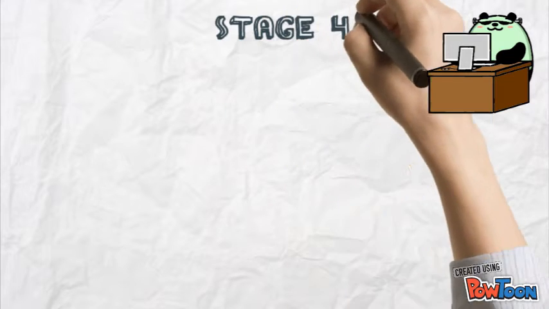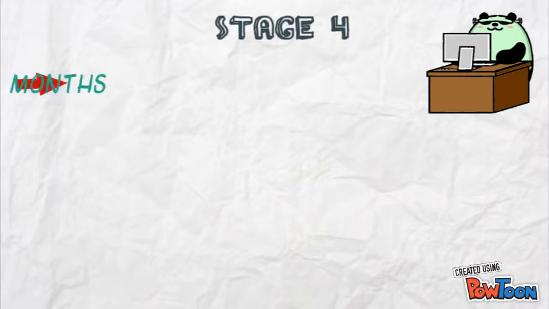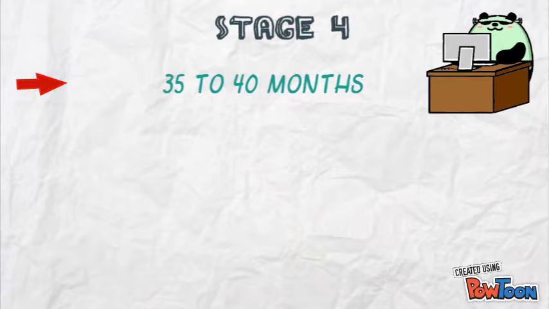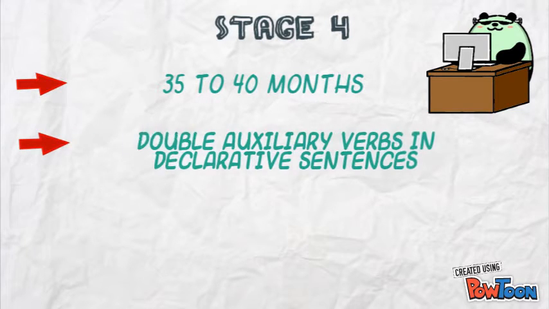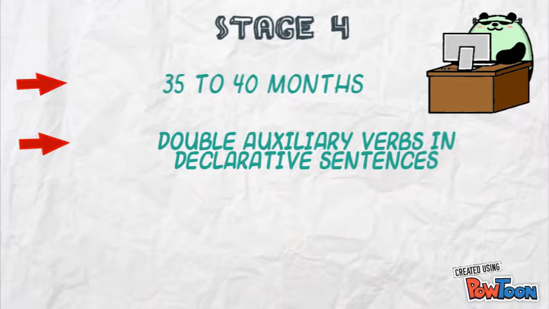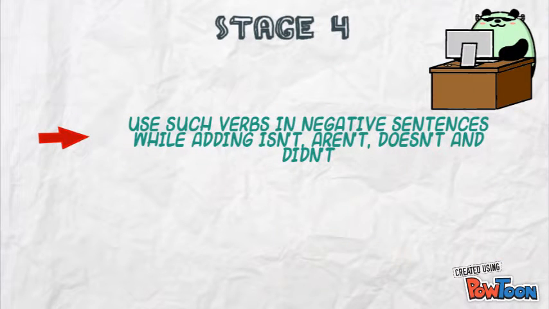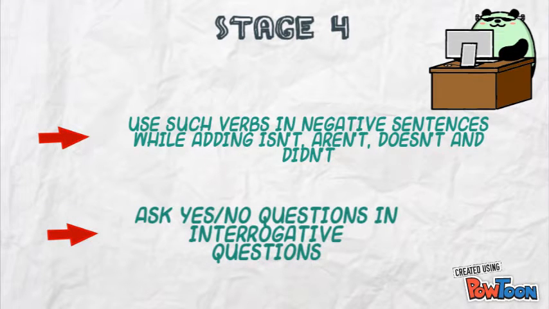In the fourth stage, children are aged between 35 months to 40 months old. Double auxiliary verbs will appear in declarative sentences. Children will use such verbs in negative sentences too, while adding isn't, aren't, doesn't, and didn't to their vocabulary. They will be able to ask yes-no questions when using interrogative sentences.